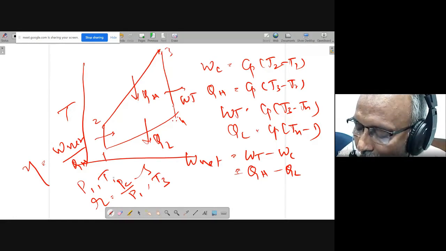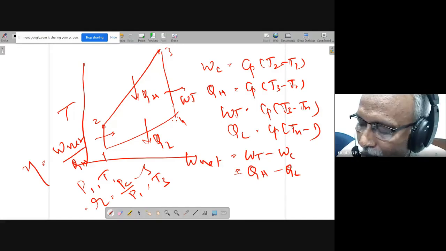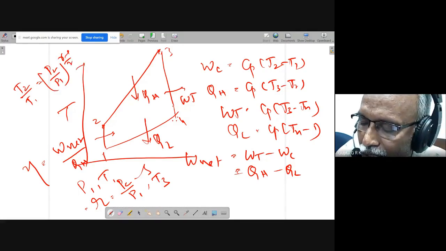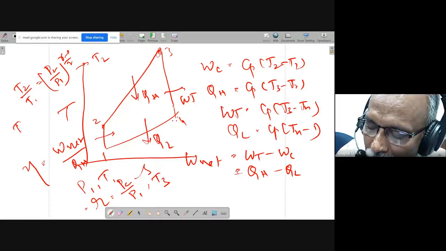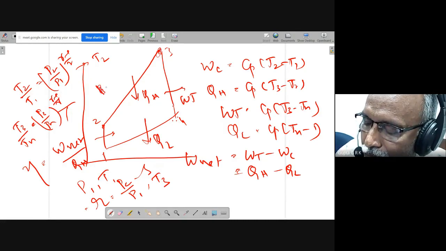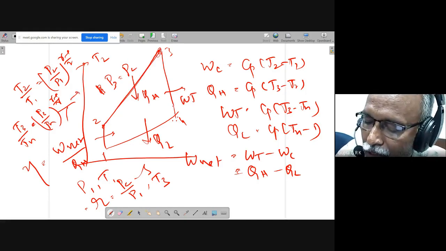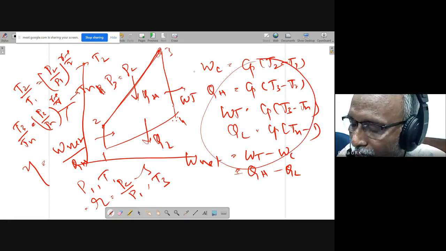So we start with P1, T1. And because the pressure ratio, which is P2 by P1, is given, P2 can be obtained. And because of the isentropic relation, T2 by T1 is equal to P2 by P1 to the power of gamma minus 1 by gamma, I can get T2, and T3 is already given. And T4, if you want, again T3 by T4 is equal to P3 by P4 to the power of gamma minus 1 by gamma. And P3 is equal to P2, because it is isobaric. Okay, so this gives me T4. So once I get all the temperatures, I can solve this. Okay, so in this way, a simple cycle can be solved.